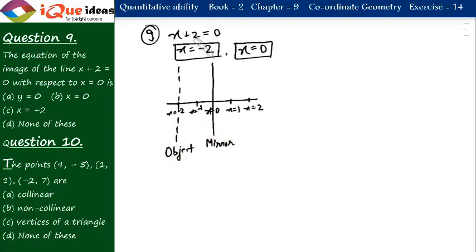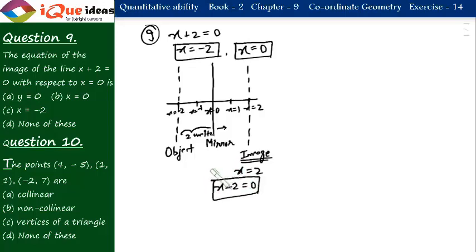So using the concept of plane mirror, this is the mirror, this is the object. The image will be formed behind the mirror, that means on this side. The distance between the object and mirror is 2 units, so the distance between the mirror and image should also be 2 units. So the image will be formed at x equal to 2. Alright, so this is our image. As the question says, the image equation is x equal to 2. Hence x minus 2 equal to 0 is the required equation of the image. Right, that is none of these as I can see in the options.